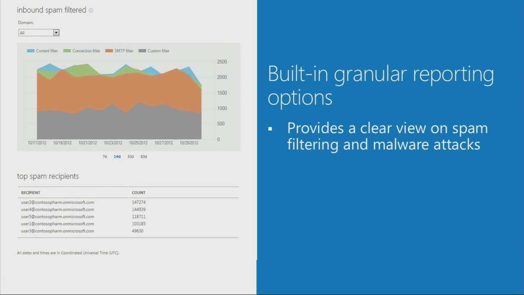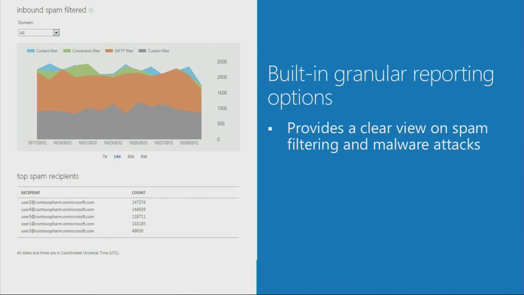And you can run many reports about, for example, inbound spam filtering, so how many messages have been filtered by Exchange Online Protection. For example, in the slide in front of you, there is an example with some data. We see that in blue we have the content filter, in green the connection filter, in orange the SMTP filter, and the last one is the custom filter that the customer configured to block specific messages, just for example.